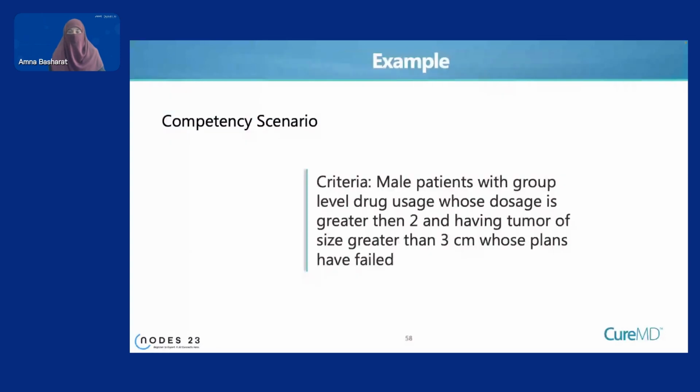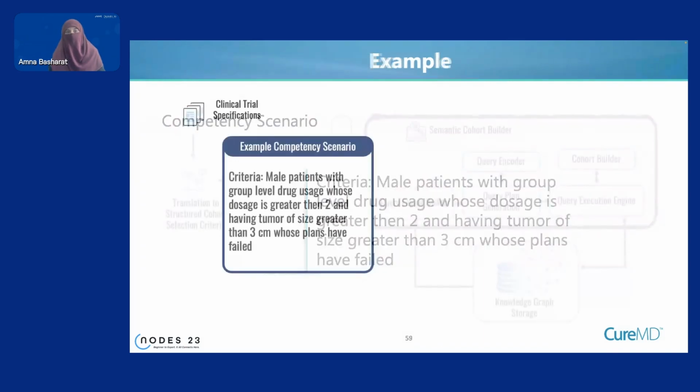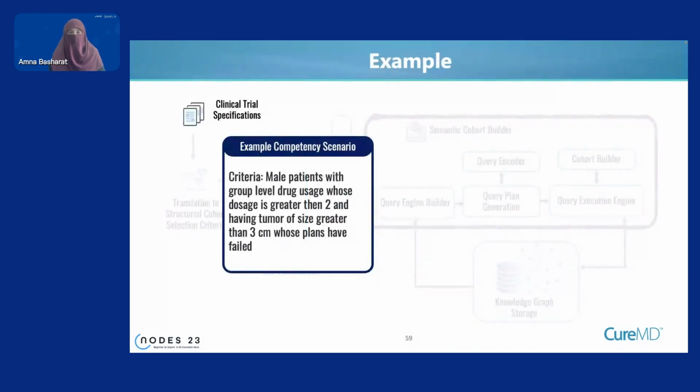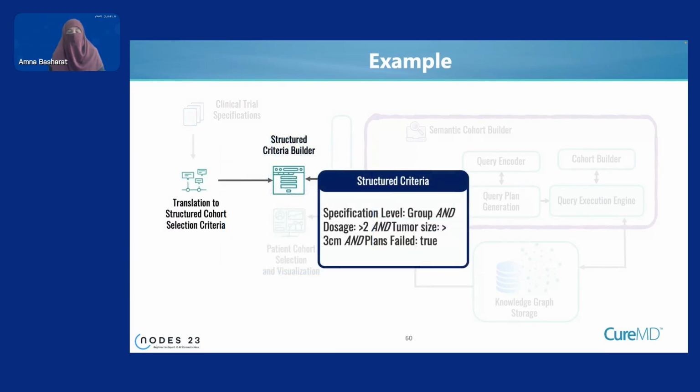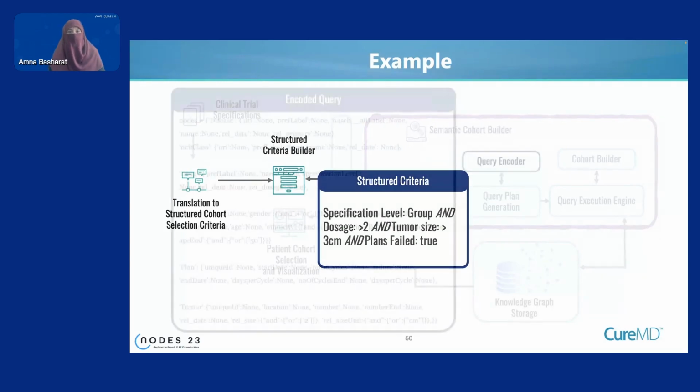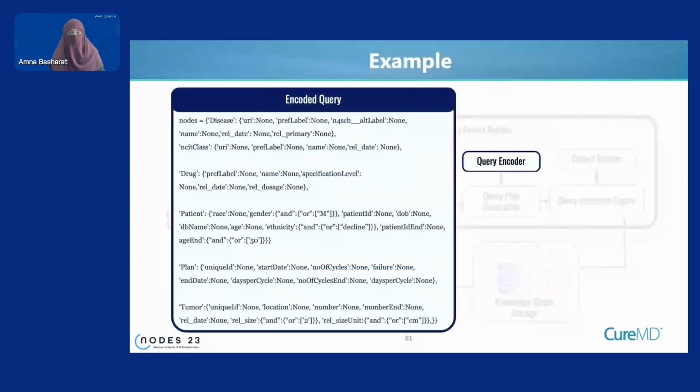So for instance, let's say we have this criteria given to us: male patients with group level drug usage, with tumor of size greater than 3 centimeters, and with plans of failed. From this particular competency scenario, as we call it, we identify the structured attributes that are important to us. And then we encode that using JSON.